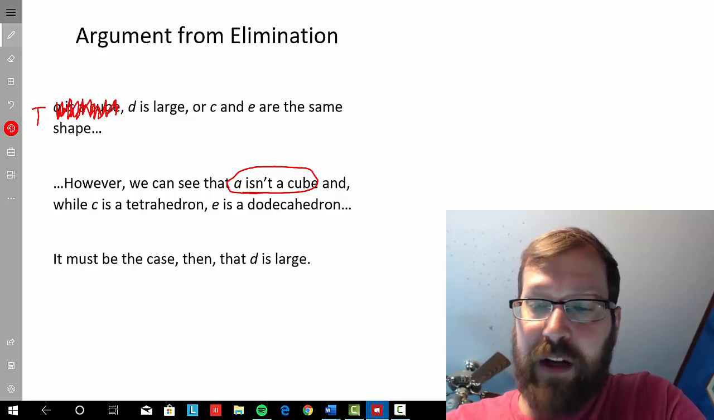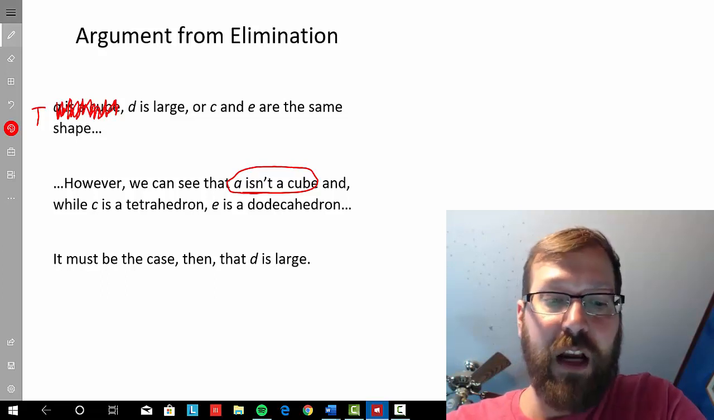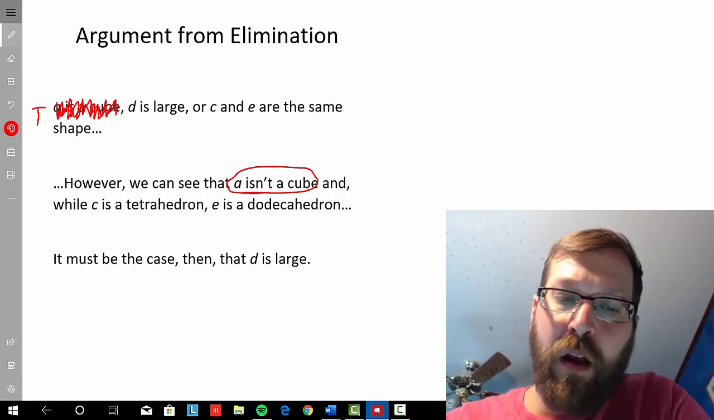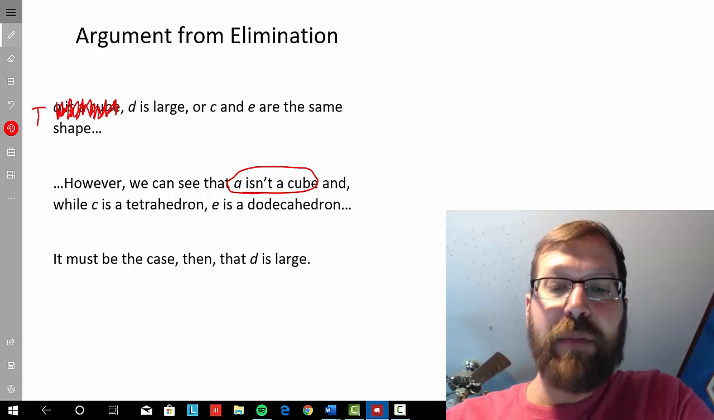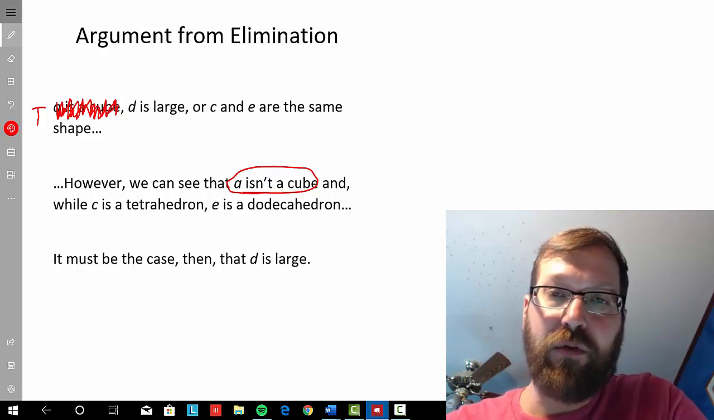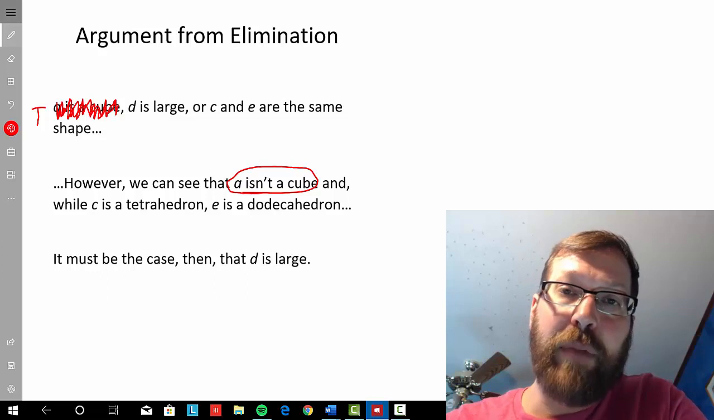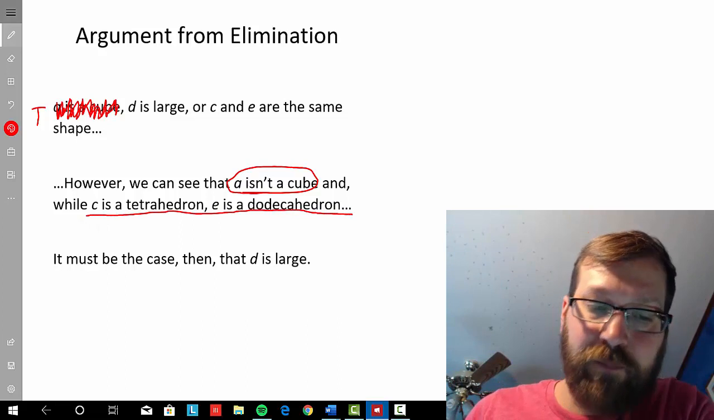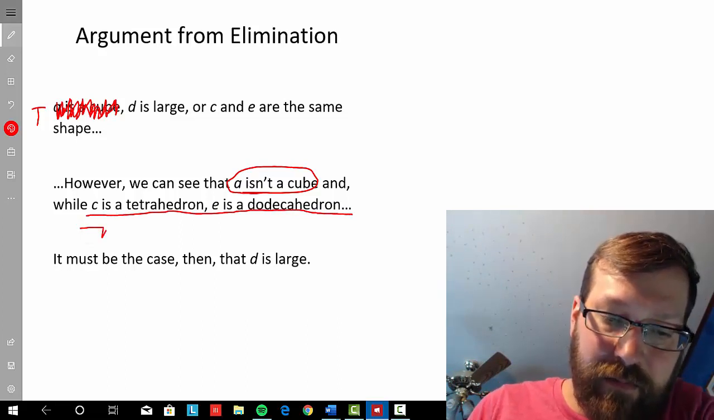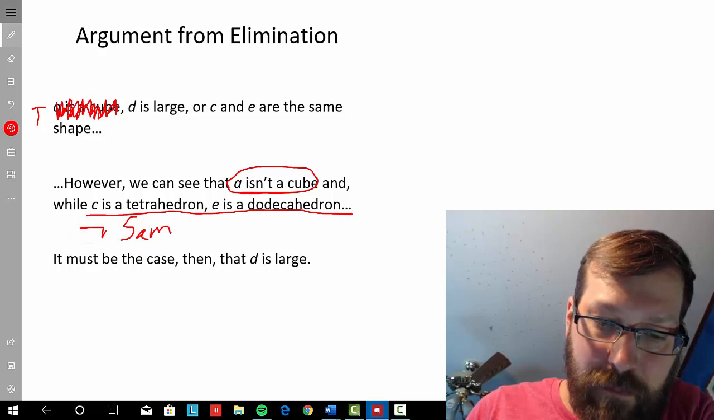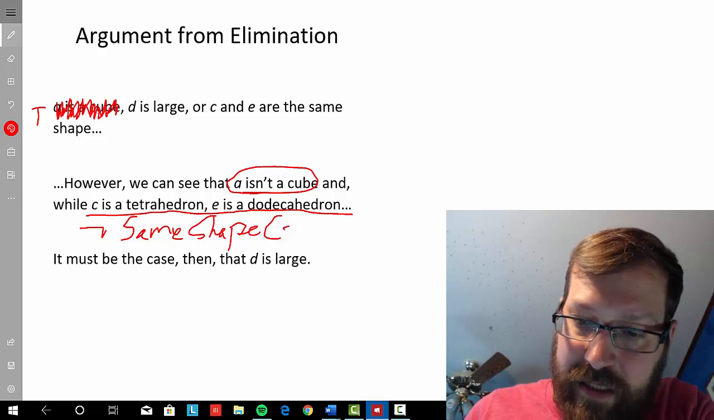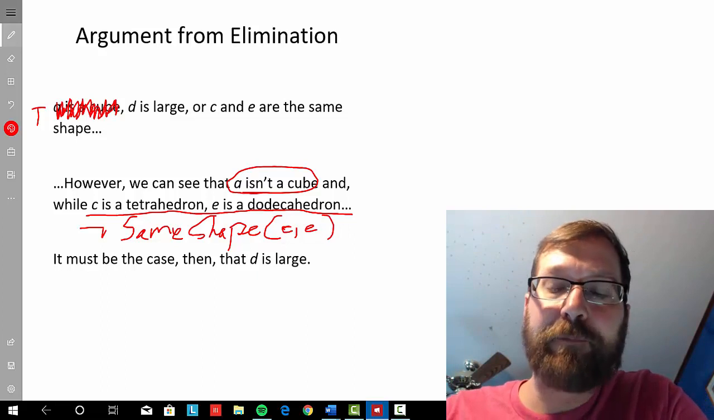And then the information below continues, saying, while C is a tetrahedron, E is a dodecahedron. And we know that C being a tetrahedron and E being a dodecahedron prevents those from being the same shape. So from these two bits of information, we can infer that it's not the case that C and E are the same shape.